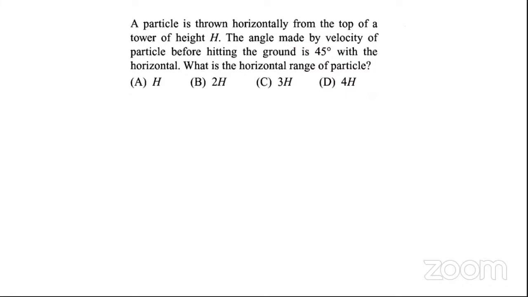A particle is thrown horizontally from the top of a tower of height h. The angle made by the velocity of the particle before hitting the ground is 45 degrees with the horizontal. Then what is the horizontal range of the particle? You have 2 minutes to solve this one. If anyone doesn't understand the question, let me know.